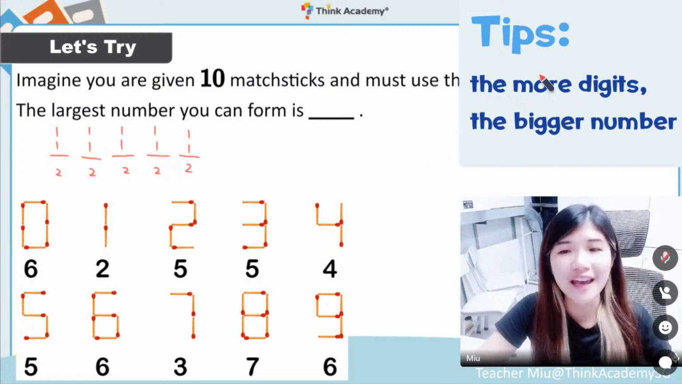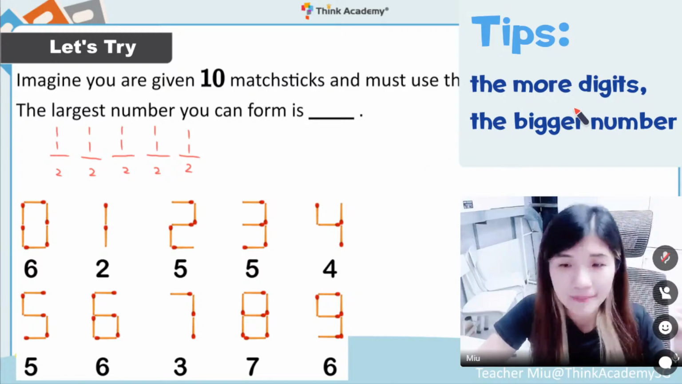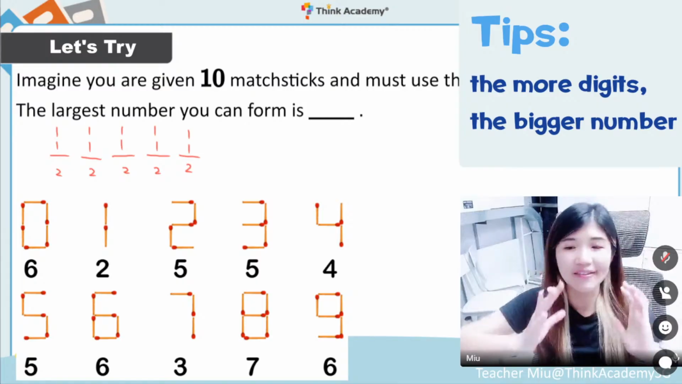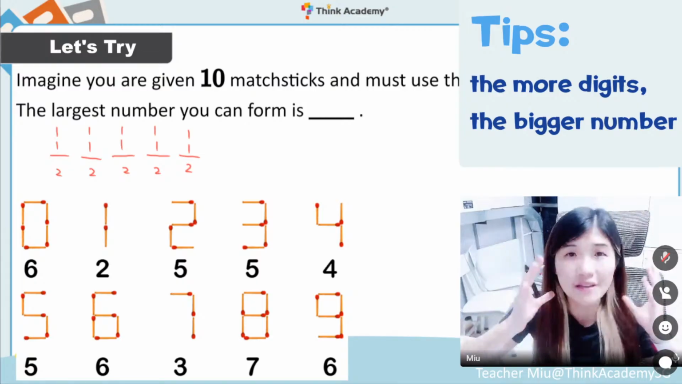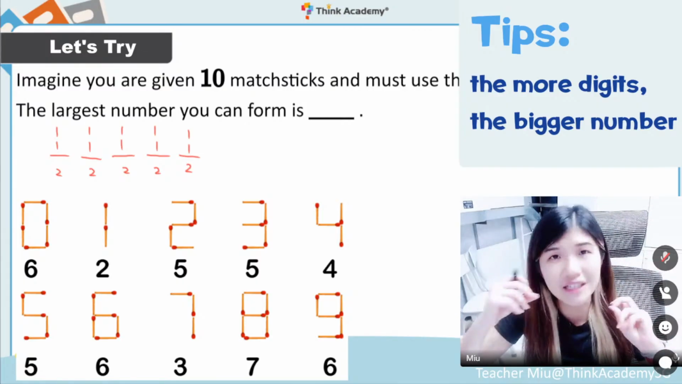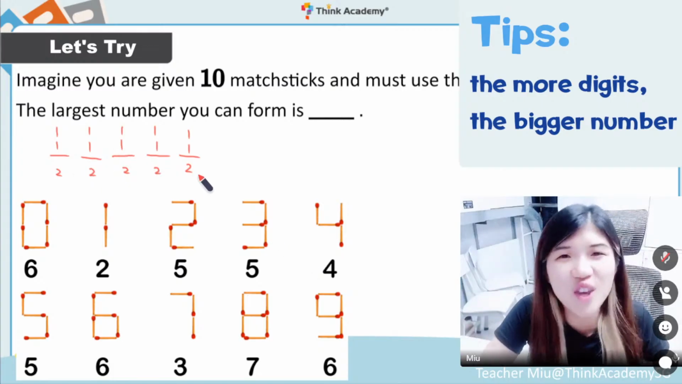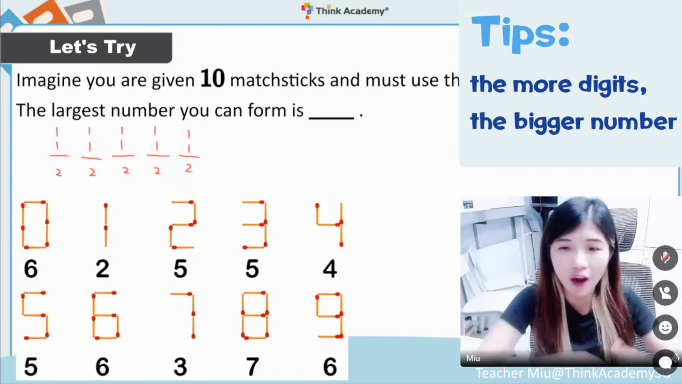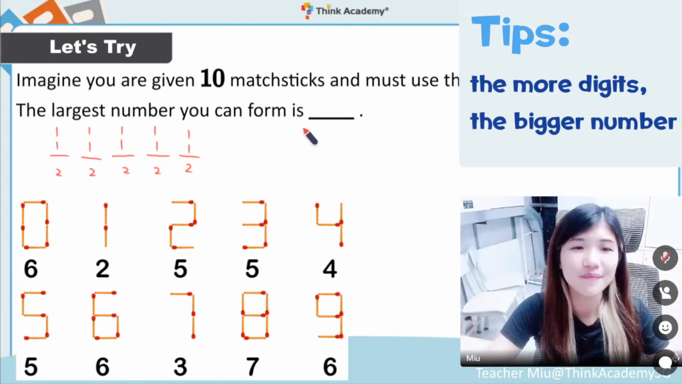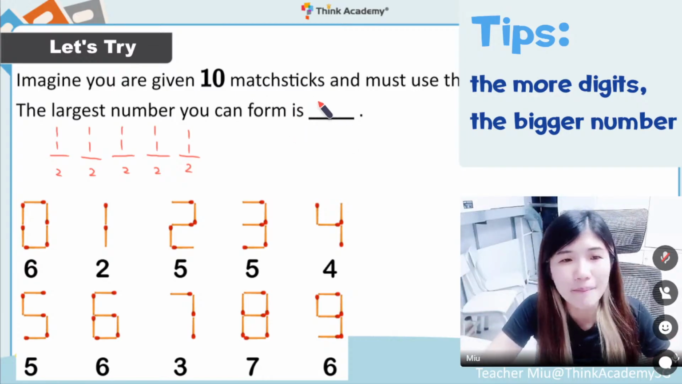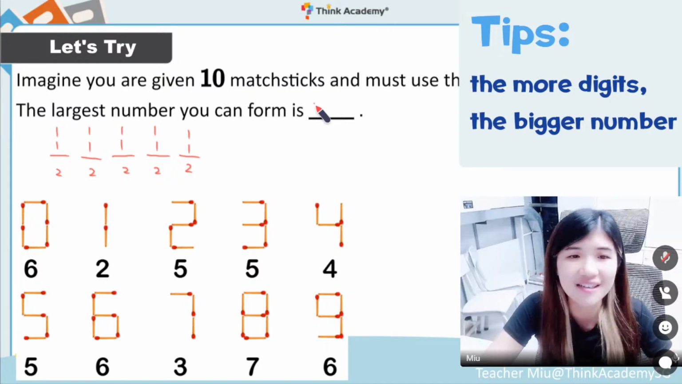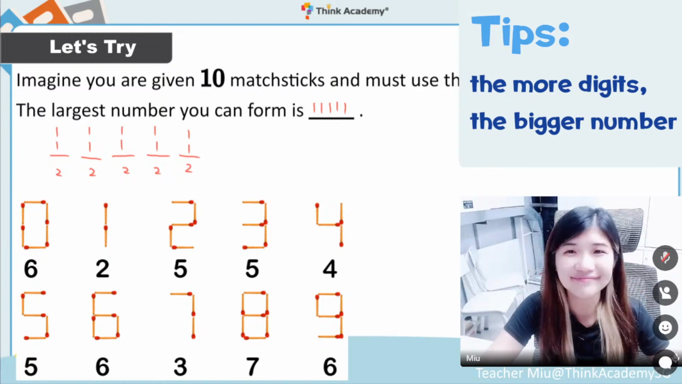So don't forget, the more digits you have, the bigger the number. So if you are making the number as big as possible, try to make it with as many digits as possible. That means for each digit, you try to use as few matchsticks as you can to make it longer, just like this one. So the biggest number you can make with 10 matchsticks is 11,111. Very funny and very easy one, right?